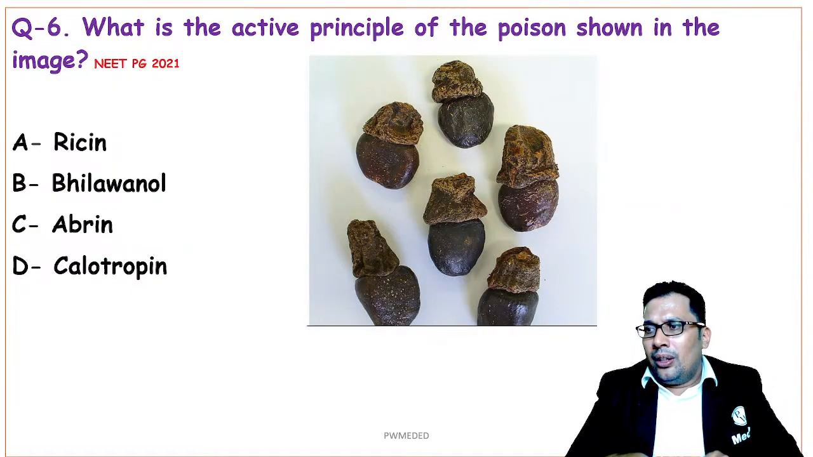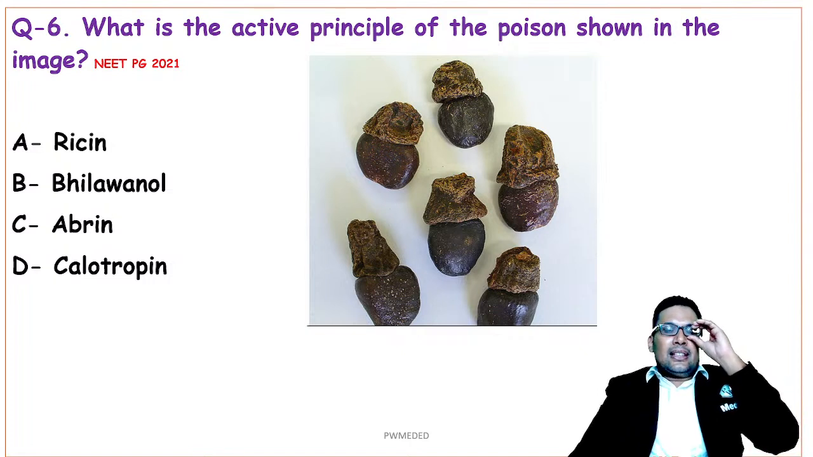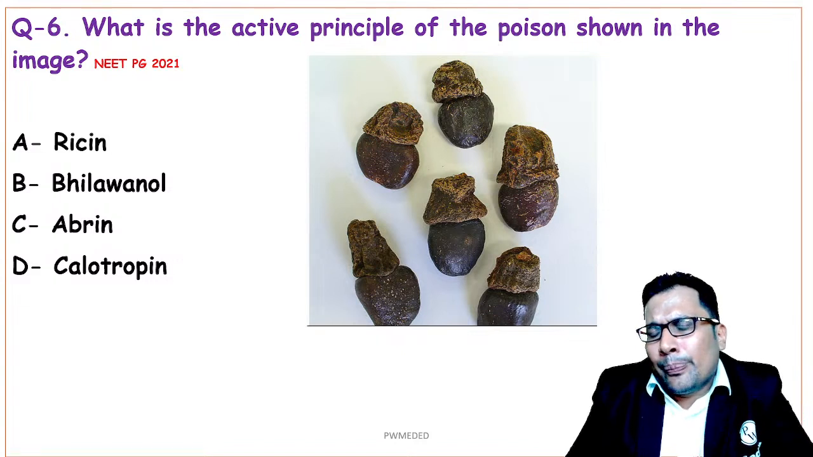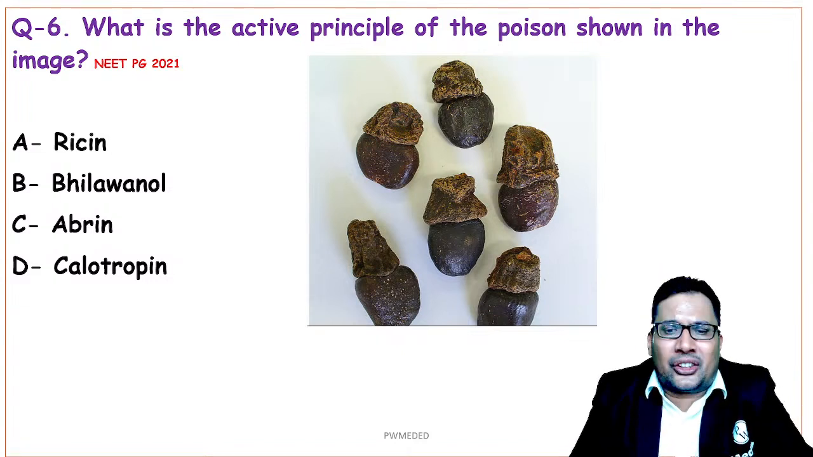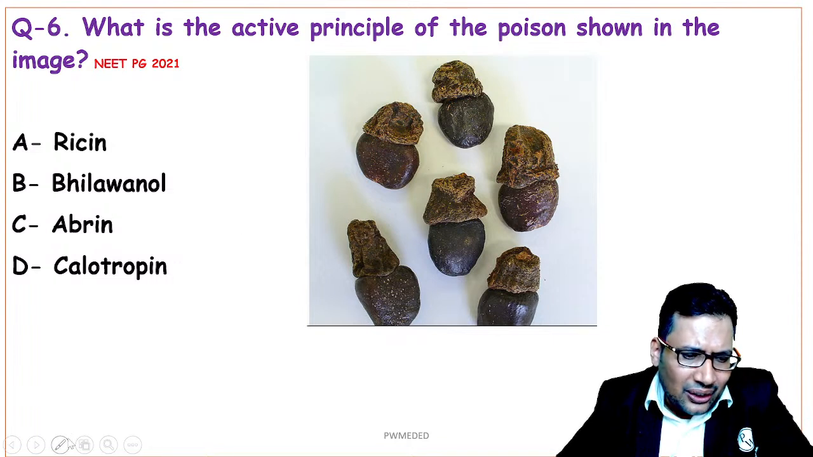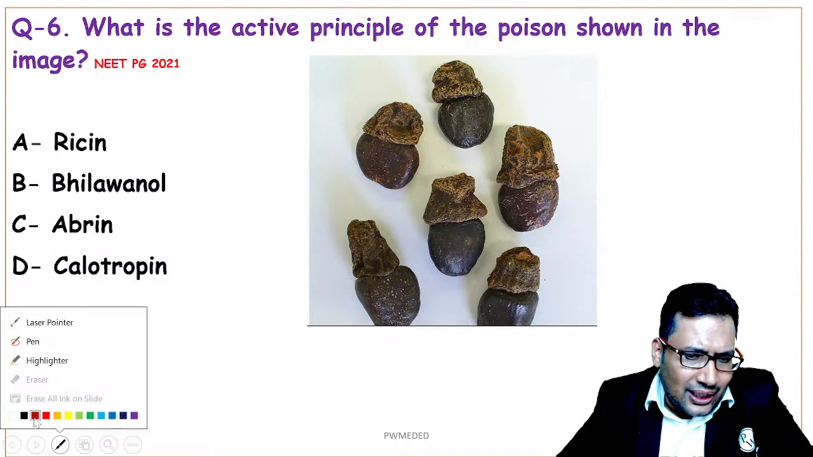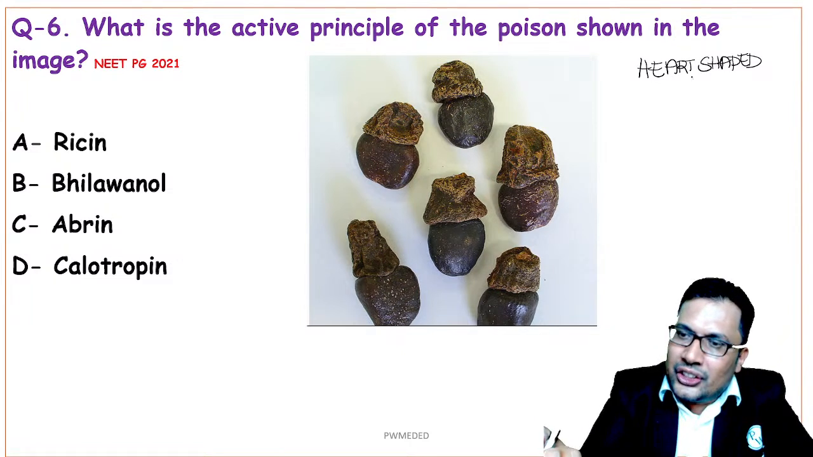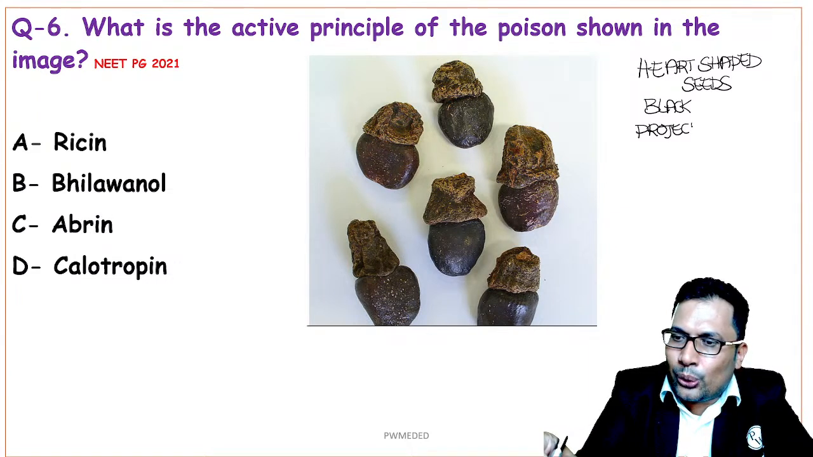Next question. Yes, come on. Next is the 6th question. What is the active principle of the poison shown in the image? Now what I can see here are heart-shaped seeds, and they are black in color. Also you can see a projection at the end.